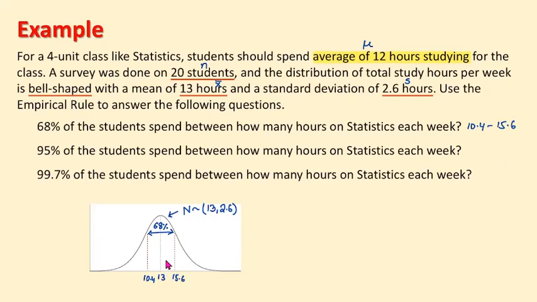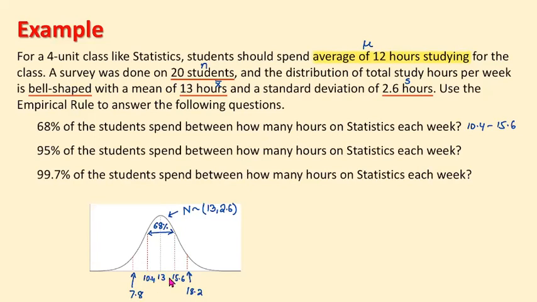Similarly, if we go 2 standard deviations up from 13 and 2 standard deviations down, let me show that. If we go 2 standard deviations up, 13 plus 2.6 gives 15.6, and one more time plus 2.6 gives 18.2. Similarly, on the other side, 13 minus 2.6, again minus 2.6, gives 7.8.